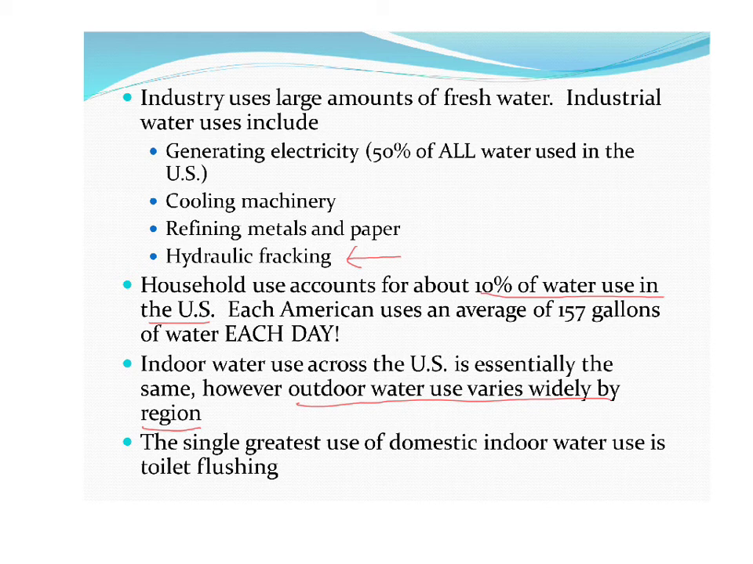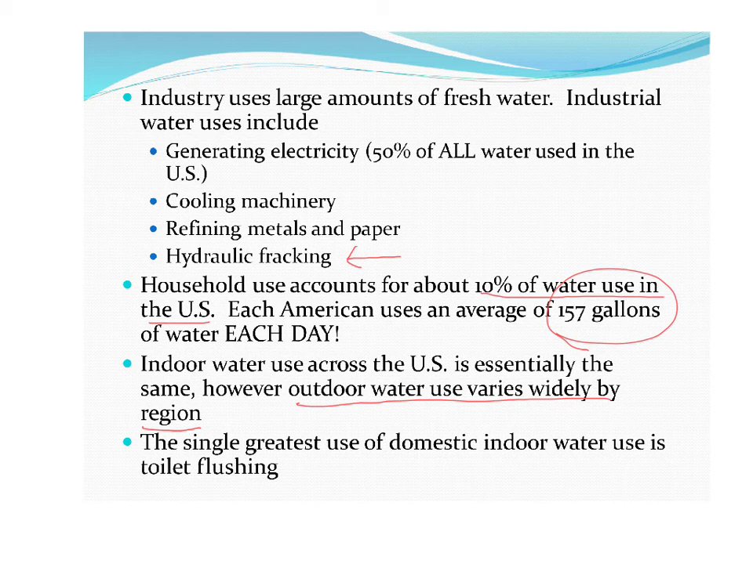I just wanted to clarify right here, each American uses an average of 157 gallons of water each day. Now that's a lot less than the 2,000 that we saw on the other screen. Remember, when we're talking about water footprint, that 2,000 per capita is all water use. All water use. That's industrial, agricultural. That's total water use divided by the population of the country. And you can do that by year or by day.